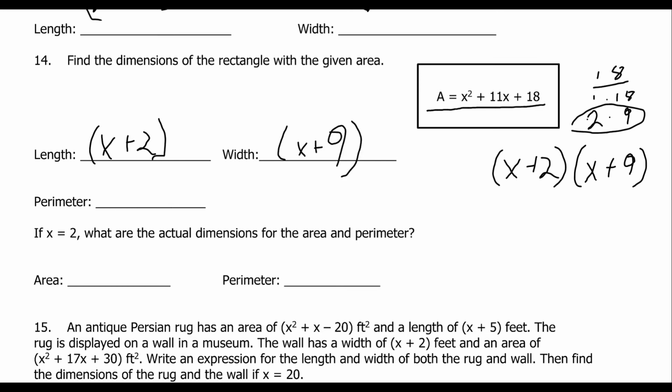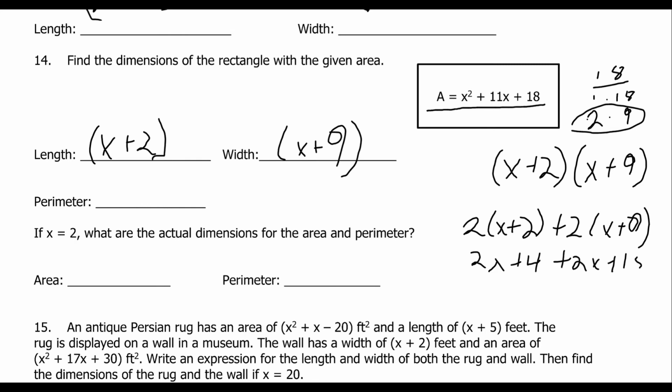Alright, and the perimeter would be 2 x plus 2's plus 2 x plus 9's. So that's 2x plus 4 plus 2x plus 18. So that's 4x plus 22. So we got 4x plus 22.